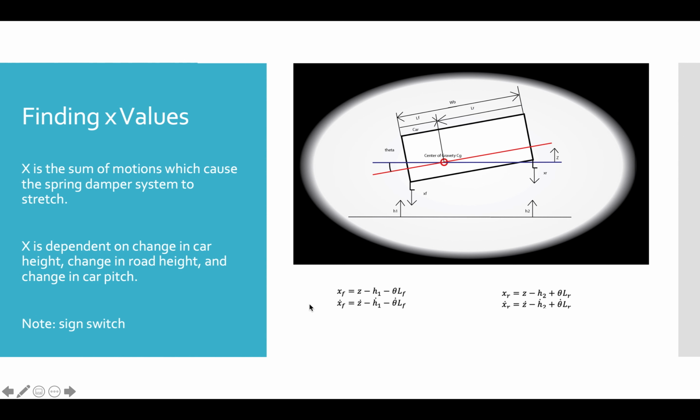The x's, in this case, are a sum of the motions which cause the spring damper system to stretch. Each of these equations must account for displacement vertically of the car, displacement vertically of the road, and displacement with regards to pitch. Note, the values of displacement with regards to pitch utilize the small angle assumption. This is why there are no signs in these equations.